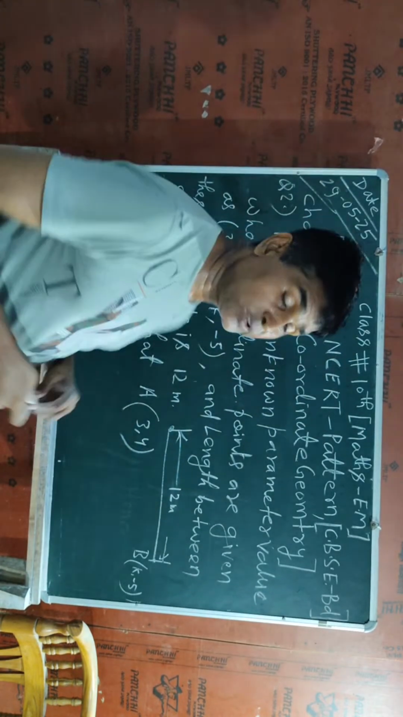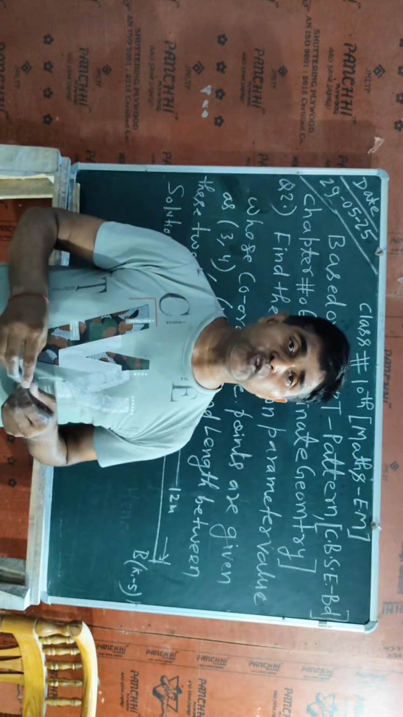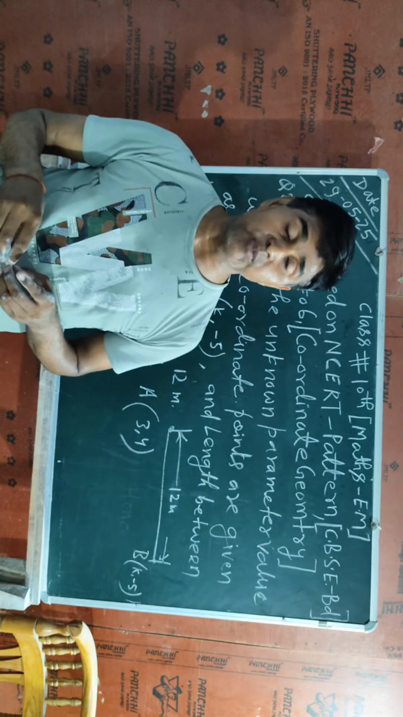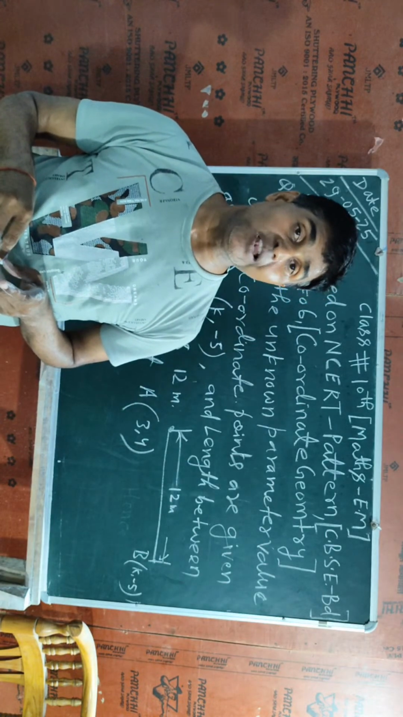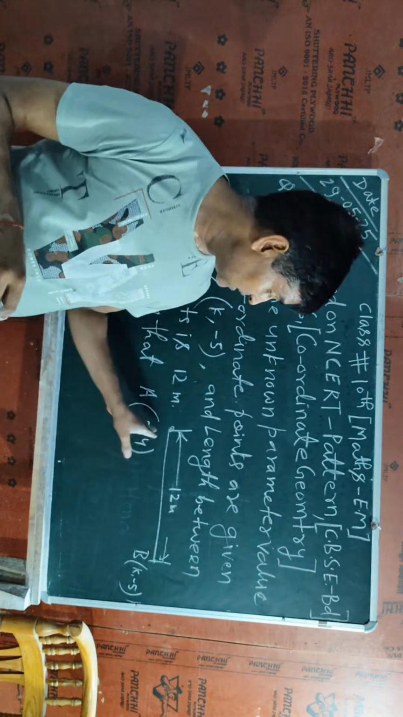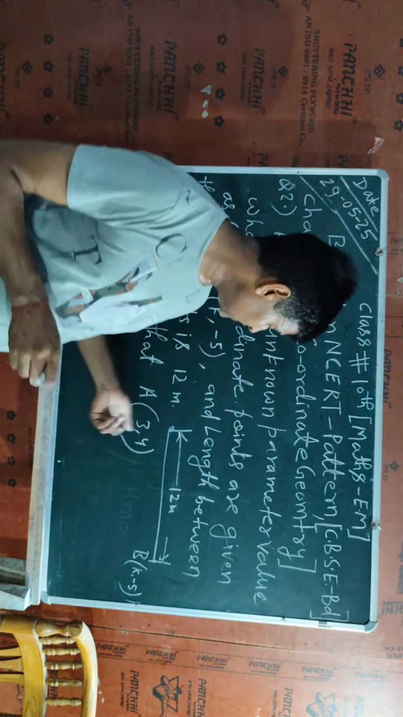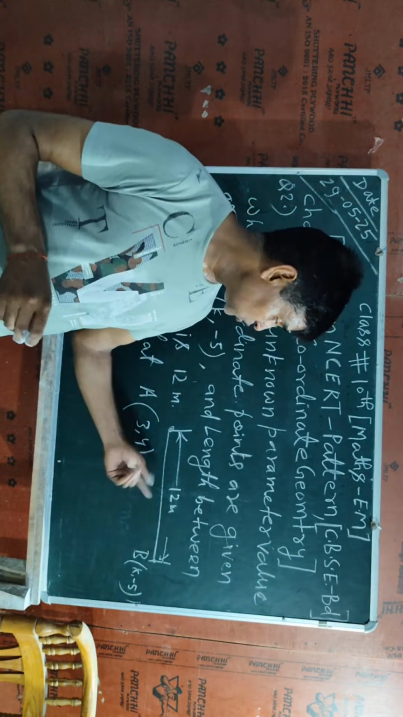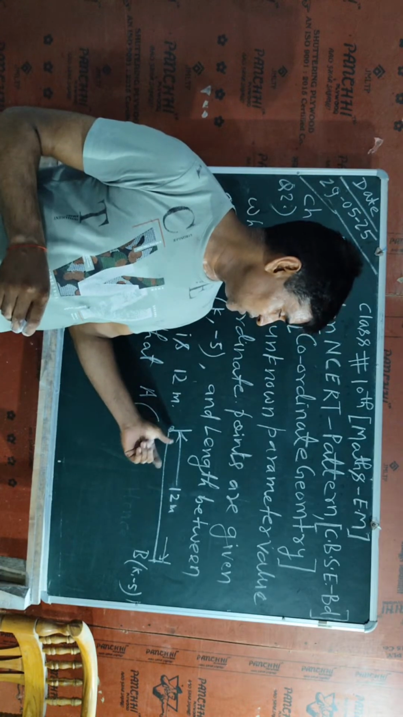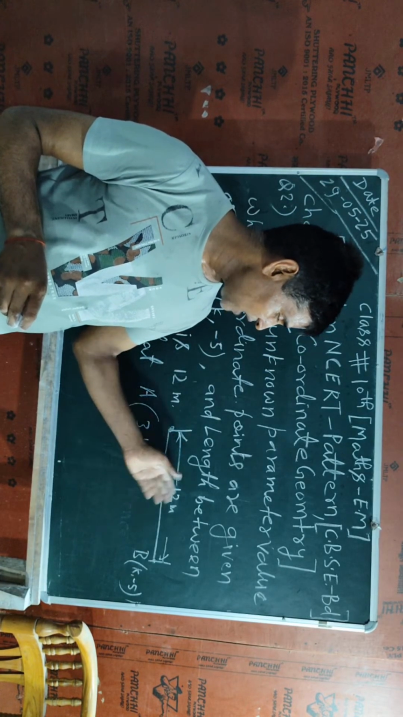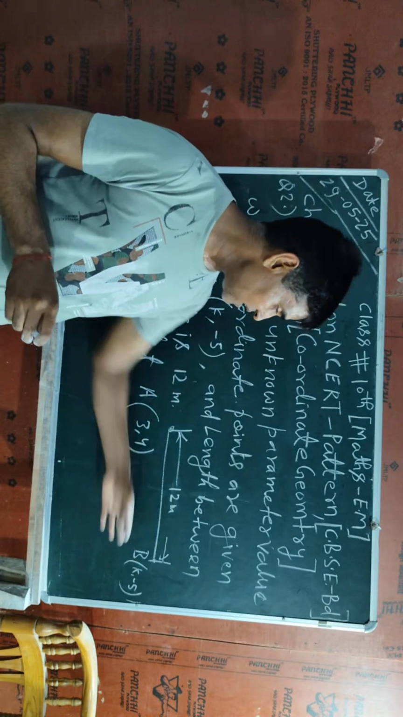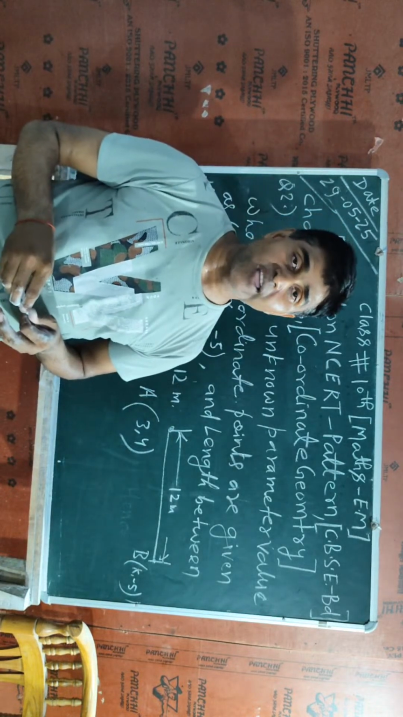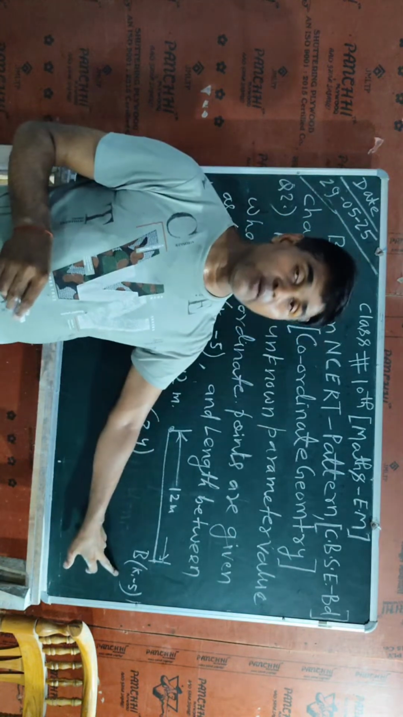Students, one piece of information I am going to tell you: if you are getting any confusion while solving the problem, make its diagram. If you make its diagram, your mind will work properly. Here there are 2 points given in the question, one point I am calling A and another point B. The distance between these 2 points is given as 12 meter. Now we will use the distance formula. After using it, I will substitute the coordinates of A and B and the length between A and B, and then simplify. After simplifying, I will get the unknown parameter value.